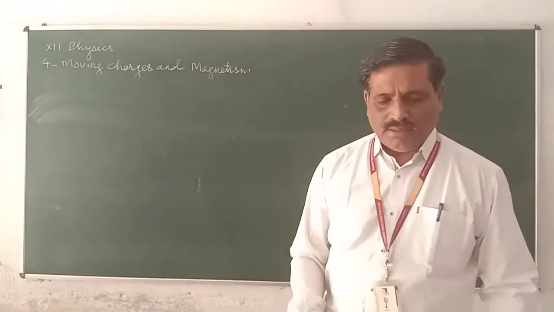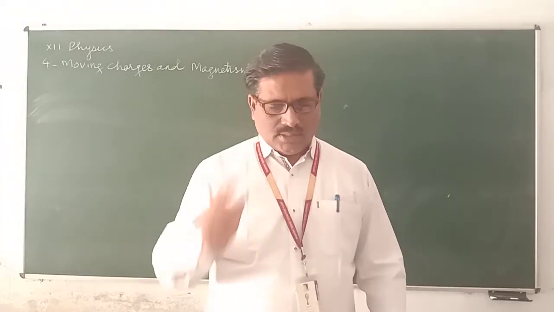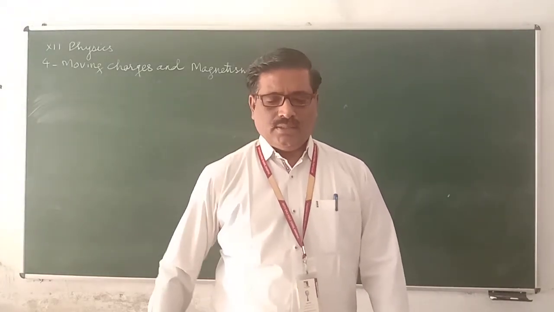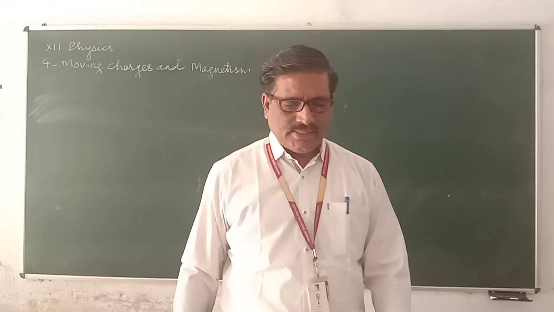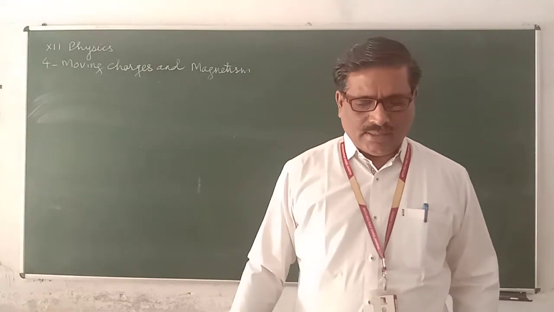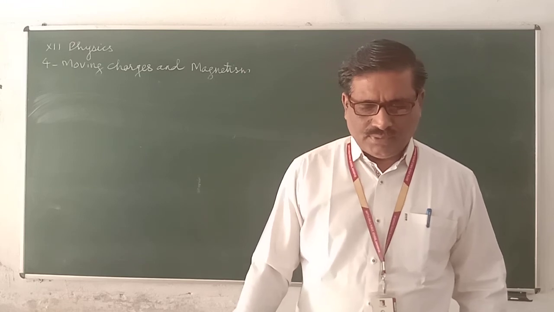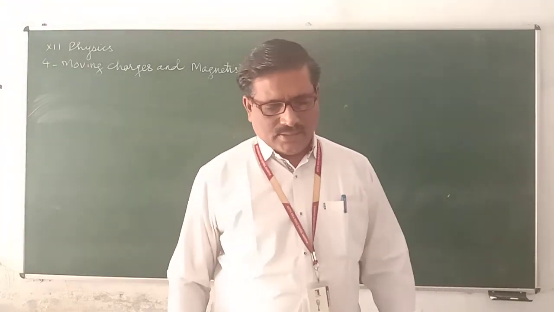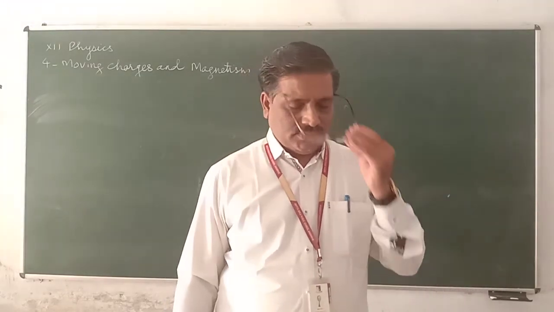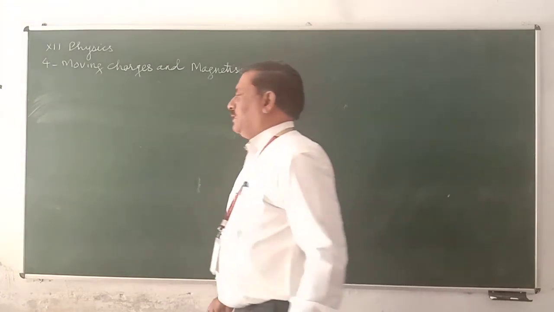I read it. Consider a tightly wound 100 turn coil of radius 10 cm carrying a current of 1 ampere. What is the magnitude of the magnetic field at the center of the coil?